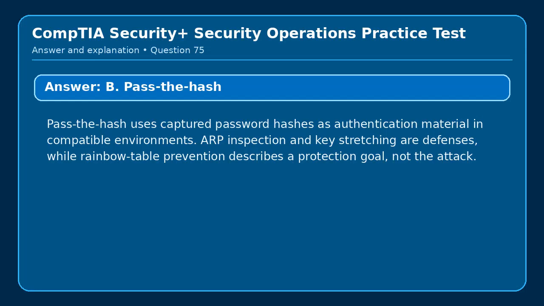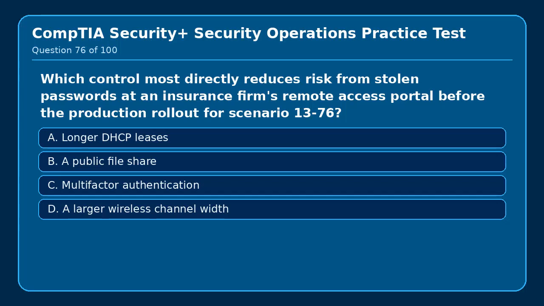Question 78. Which defense best reduces reflected script execution in a university department's web application while updating the runbook for scenario 13-78? A. Open SNMP community strings. B. Output encoding and input validation. C. Disabling backups. D. Static routing only. Take a moment to choose your answer.